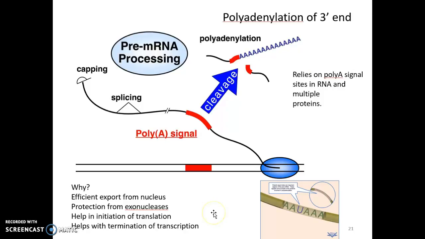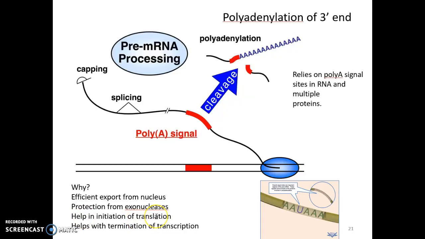And so why do this at all? Why add multiple adenines? It seems to help the messenger RNA get out of the nucleus, so it allows efficient export of messenger RNA from the nucleus so it can reach the ribosomes and be translated. It seems to stabilize the messenger RNA molecule, protecting it from the kinds of enzymes that would otherwise damage it, which are called exonucleases, enzymes that chip in on nucleic acids from the ends.